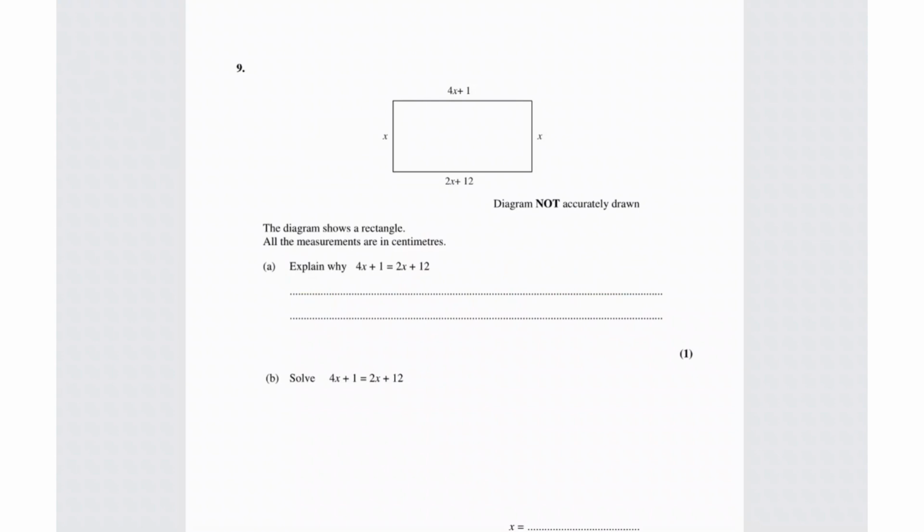Question 9, y is 4x plus 1 equal to 2x plus 12 because opposite sides of a rectangle are equal. So opposite sides of a rectangle are equal in length. And that means if we solve this equation now, we can figure out what x is.